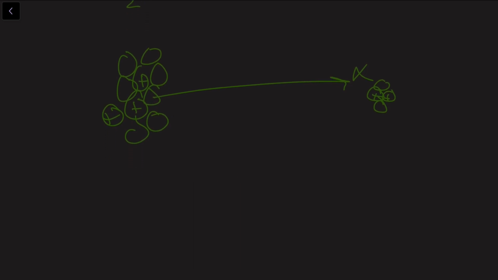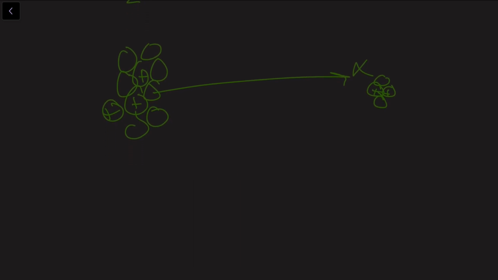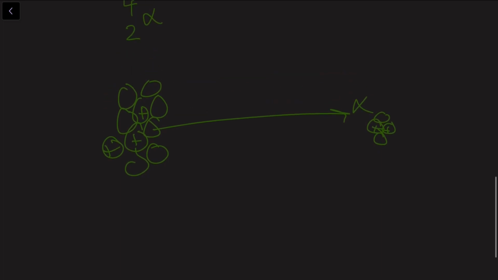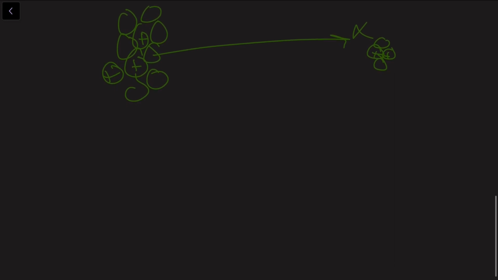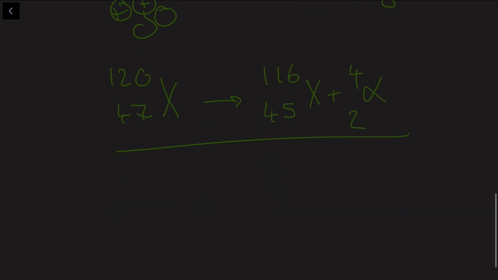And there is also a lot going on here. So your alpha decay happens when an unstable nucleus of an element X emits the alpha particle. The nucleon number obviously will decrease. So the initial, if we have, let's say 120 and 47, and we have X, it will go to 116, 45X plus alpha 4 and 2. So that's your alpha decay.